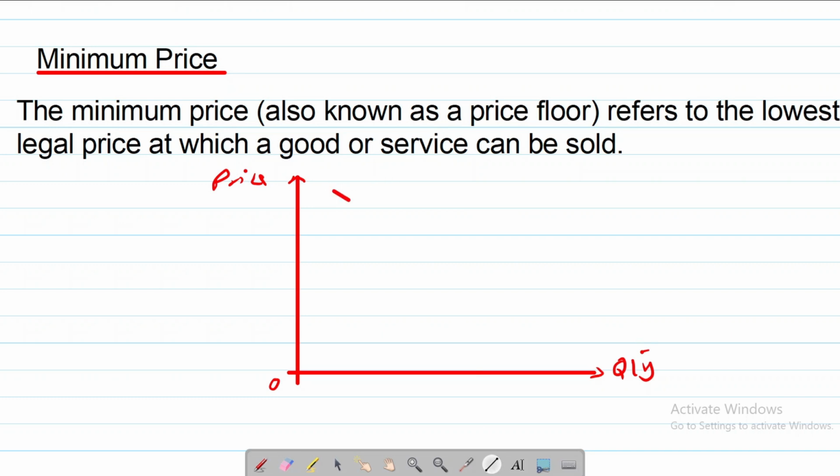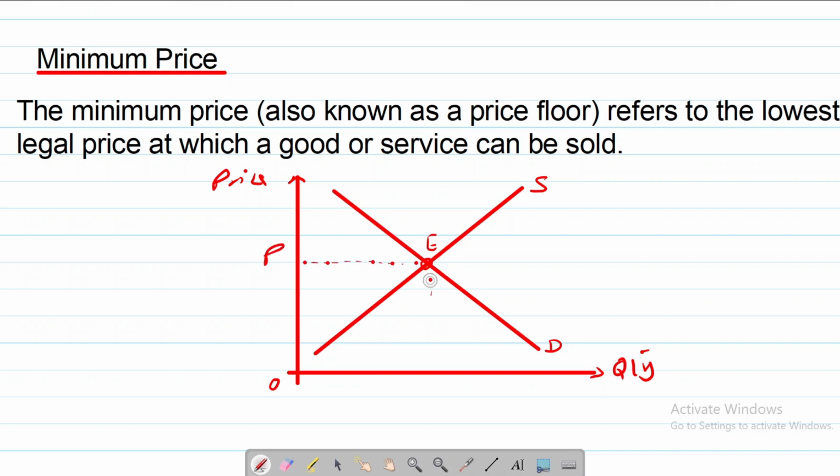We have to draw a demand curve that is negatively sloped like this, and we have to draw the supply curve that is positively sloped like this. So demand and supply curves meet each other at point E, forming an equilibrium where price is P and quantity is Q. Let's assume this price is $10 for a certain product. It may be like some agricultural good. Generally, government fixes minimum and maximum prices for basic necessities and agricultural goods.